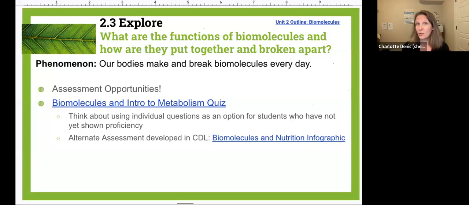But if you wanted to do a more nutrition-based assessment, my colleagues and I who were working together during that CDL year developed an infographic assignment where students were taking this information about biomolecules and applying it to nutrition. And then they were building an infographic. So that's another opportunity for you if you would like to assess at this point and have it be a little bit more real world. It's not as connected to baby Matthew per se, but it gives you another opportunity to assess at this stage of the game.